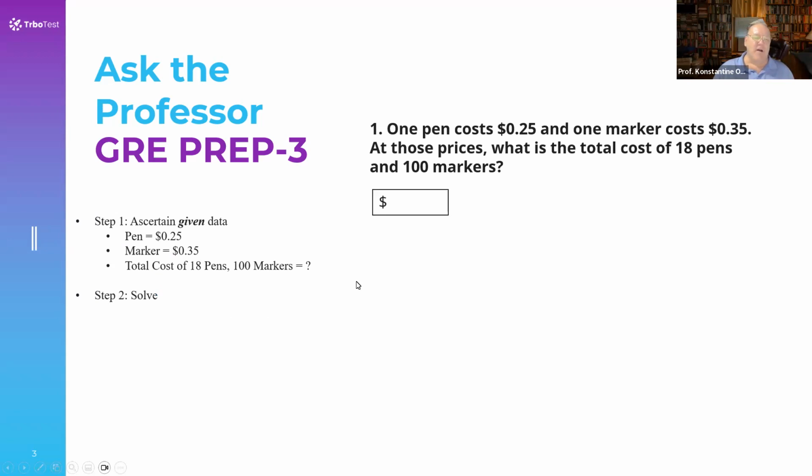To solve this very simple math, we multiply 25 cents times the 18 pens we need, which is $4.50. We multiply the 35 cents by the 100 markers, gives us $35. We add the two together, it gives us $39.50. So our answer is $39.50.